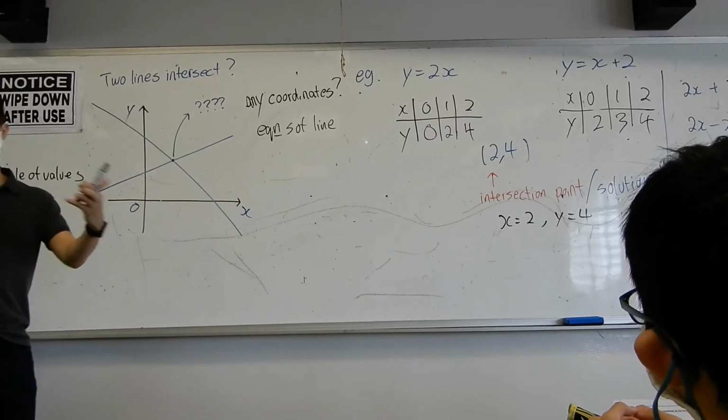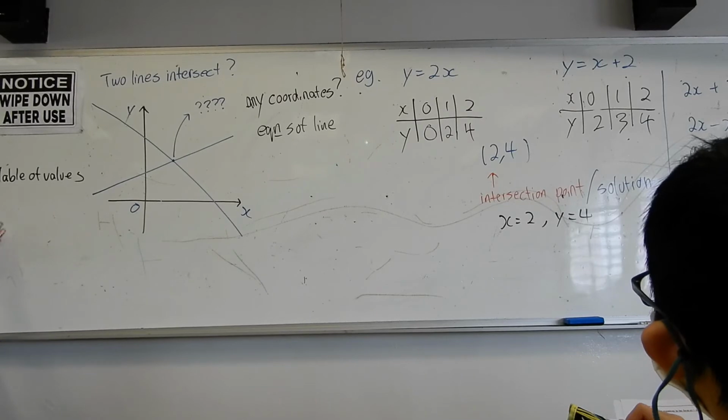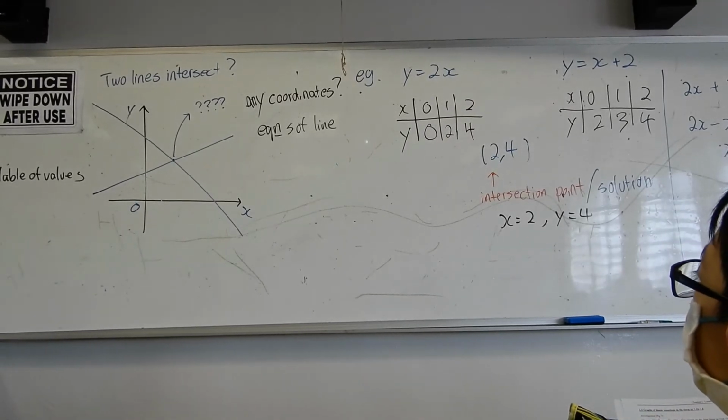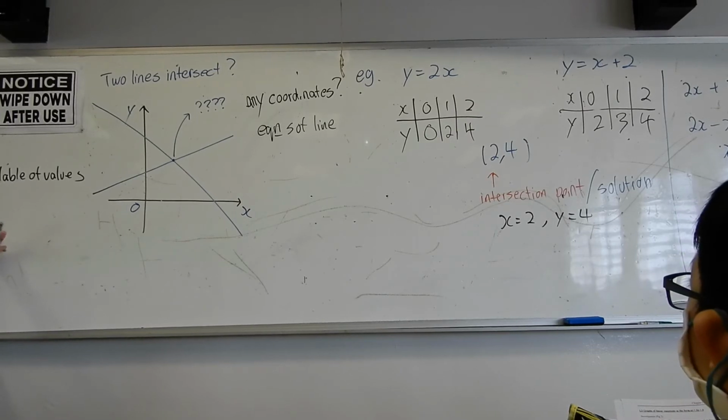Okay, that's one of the methods to find the intersection. Now the second one is actually very obvious. In your notes, I already wrote it there. The second one is called the graphical method.